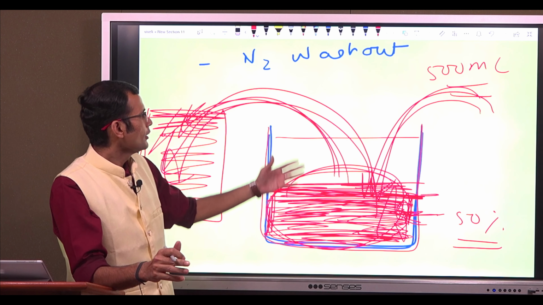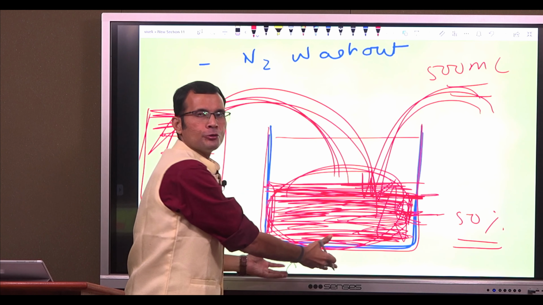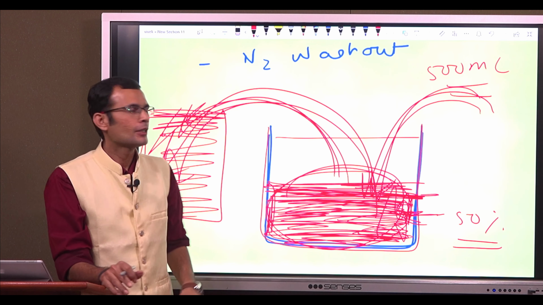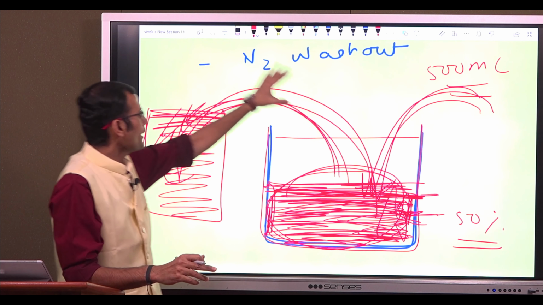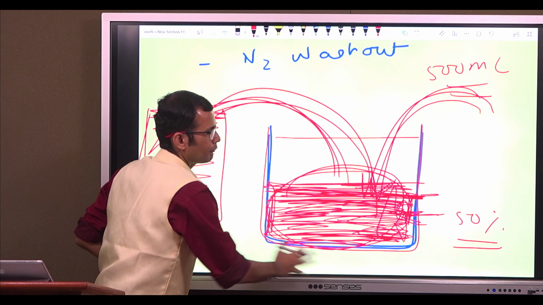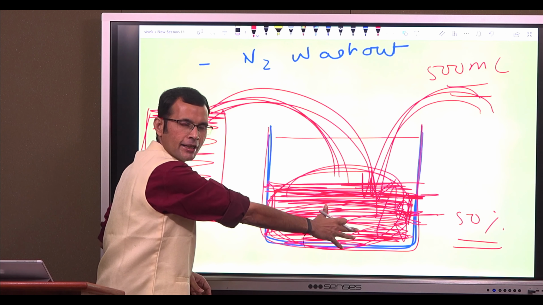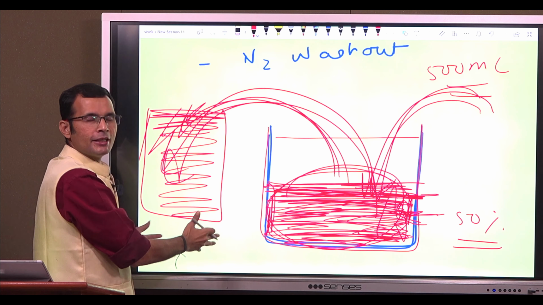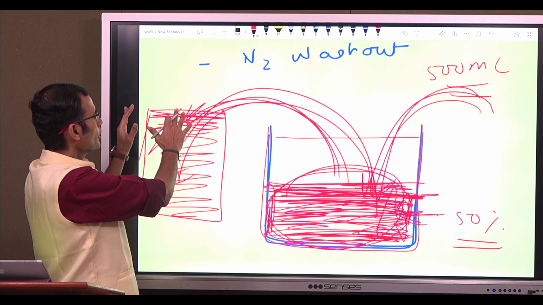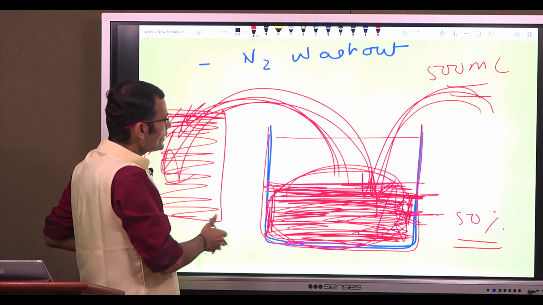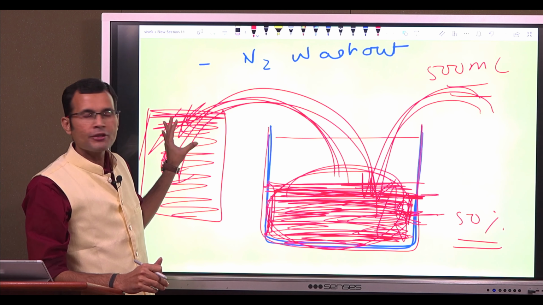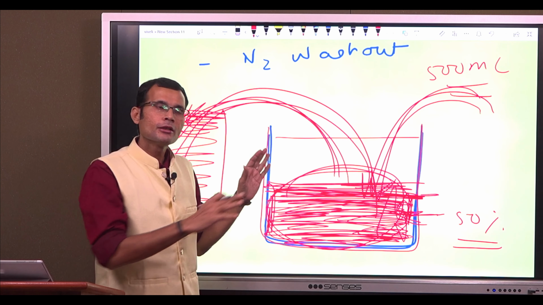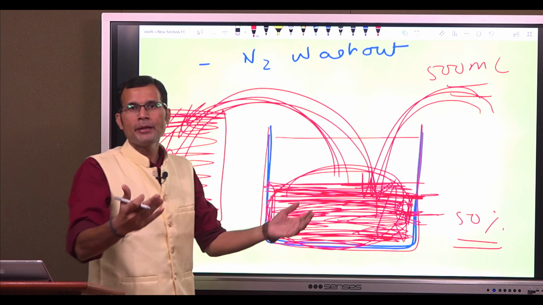Remember what I said, we have to know how much the volume is, and the initial concentration is known to us. So if we know the final volume that was collected, all this volume which was there in the cup has now come out. We have collected it into a bag. We now have to measure how much volume we have collected in the bag. From that we get to know the volume of the cup, as I mentioned just now.